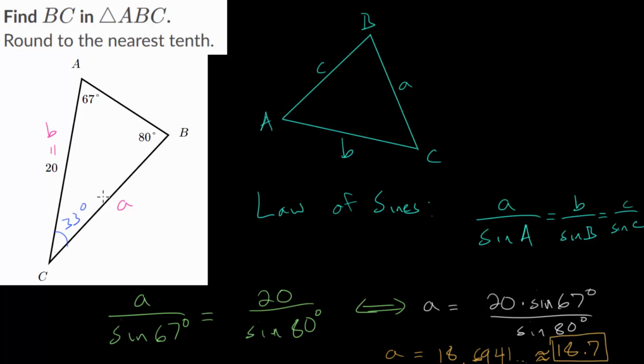And this should make sense because this side length b is the largest side. The largest side is always opposite the largest angle. So this side length a needs to be less than 20, which it is.